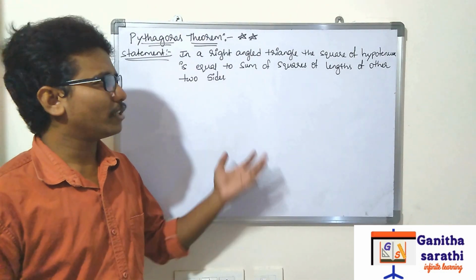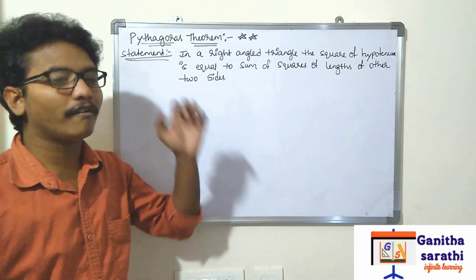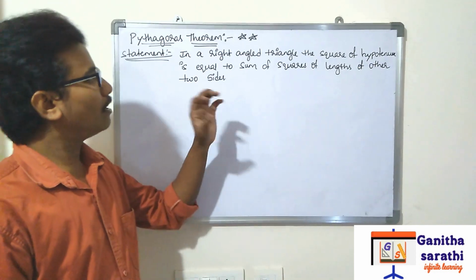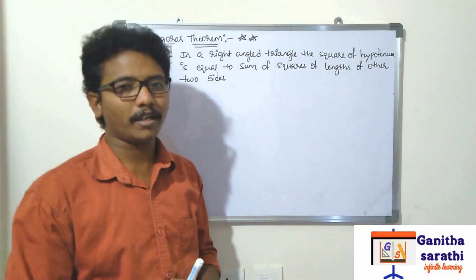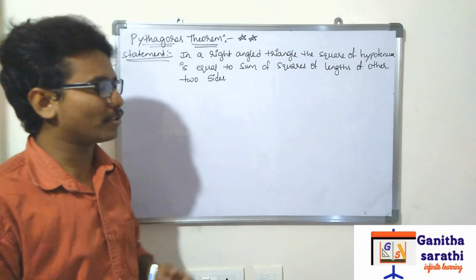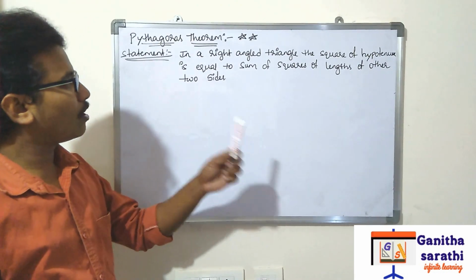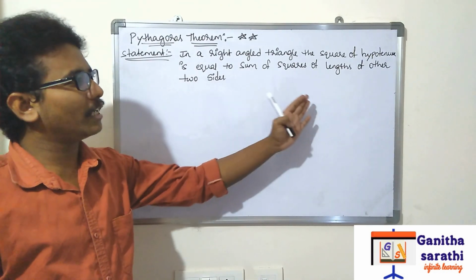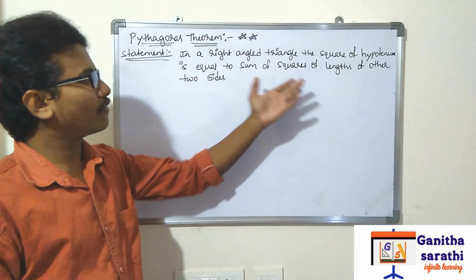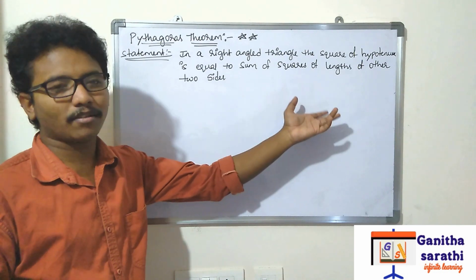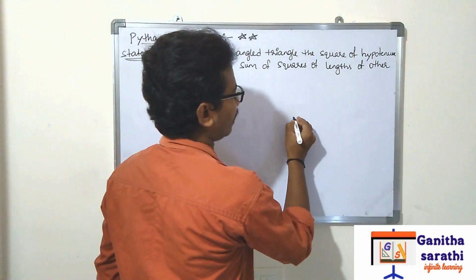We all know the Pythagoras theorem, that is, hypotenuse square is equal to side square plus side square. Then what will be the proof of Pythagoras theorem? We will use this type of proofs in some kinds of problems also. That's why I am explaining this kind of proof. In a right angle triangle, the square of the hypotenuse is equal to the sum of squares of the lengths of the other two sides. So I am taking the right angle triangle like this.